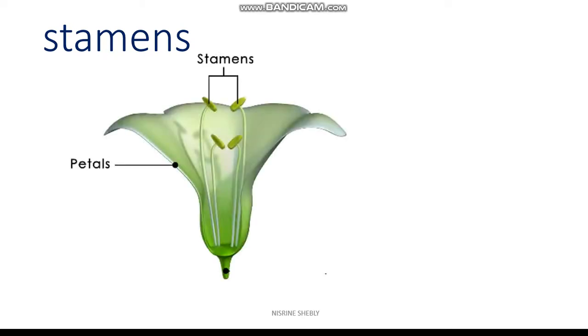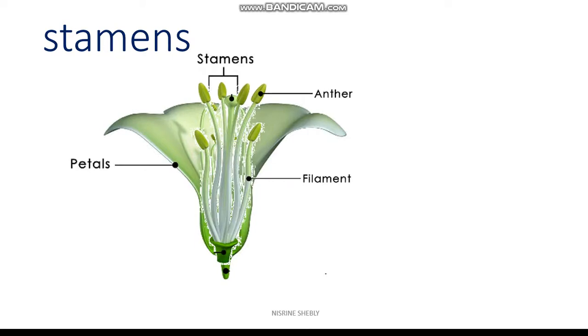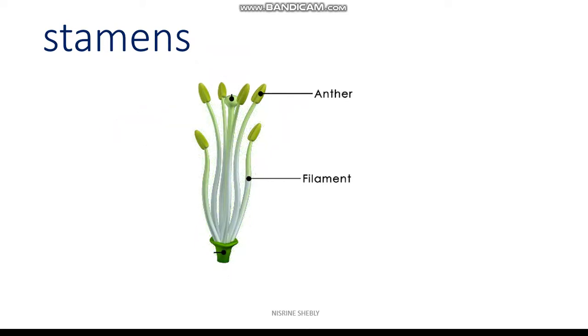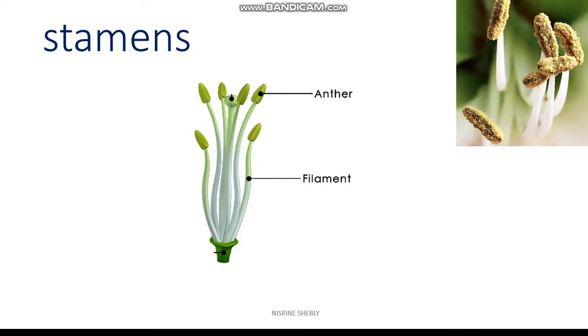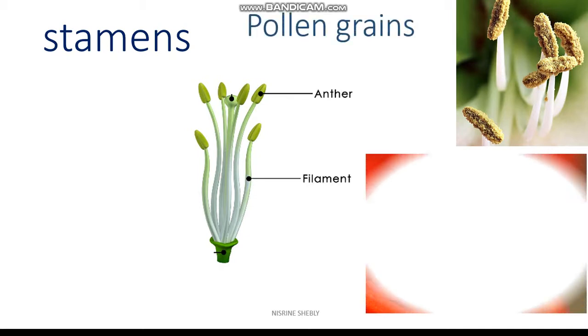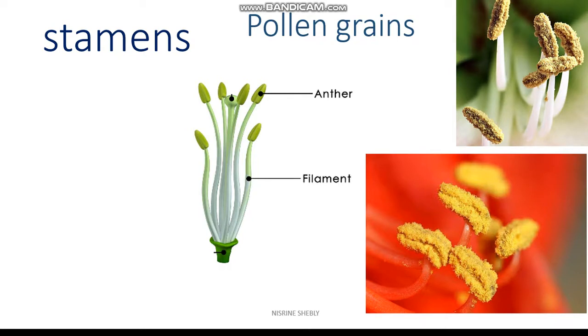Stamens. The male parts of the flower each consist of an anther held up by a filament. Anthers produce male sex cells, or pollen grains. These yellow powder are the pollen grains. They are the male cells.